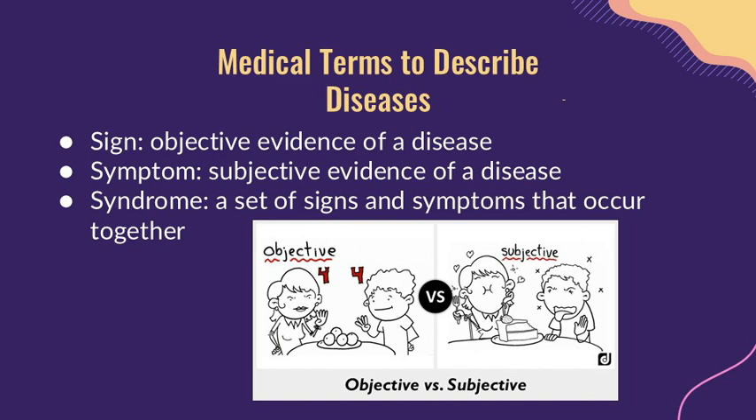A symptom, on the flip side, is subjective evidence, something the patient feels and tells the doctor, like fatigue or pain. Symptom is what you feel. Got it. And a syndrome is a group of signs and symptoms that often occur together, painting a picture of a particular condition. So a swollen ankle is a sign, but feeling dizzy is a symptom. And those together might point to a specific syndrome.